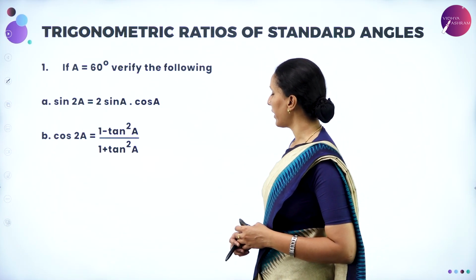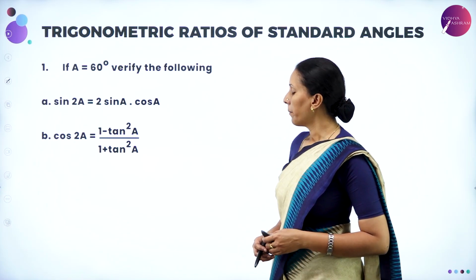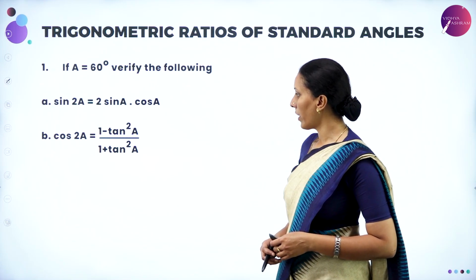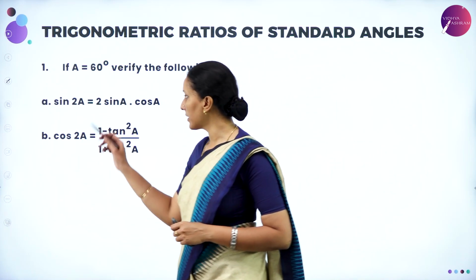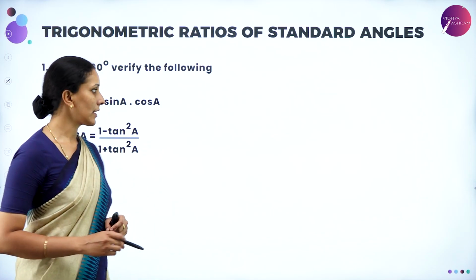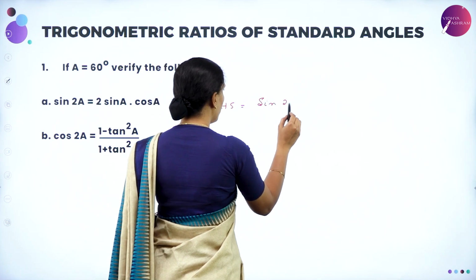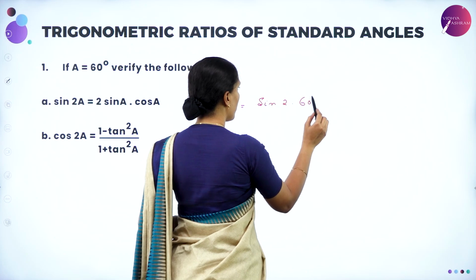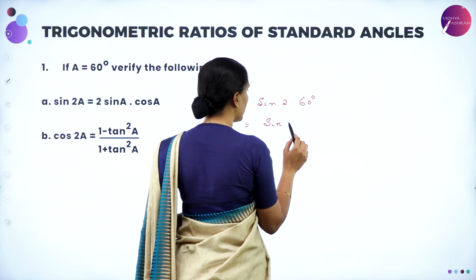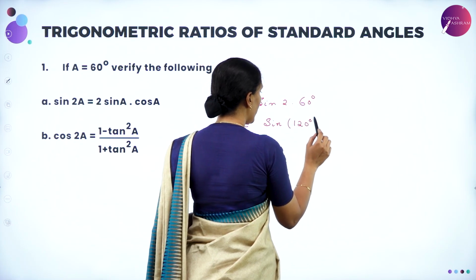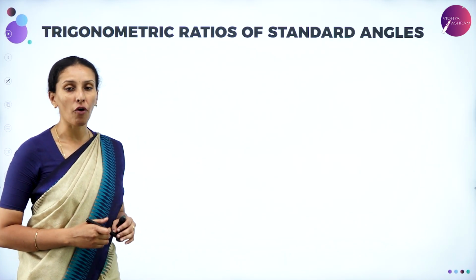If A is equal to 60 degrees, verify the following. A, sin 2A is equal to 2 sin A cos A. B, cos 2A is equal to 1 minus tan square A divided by 1 plus tan square A. So let me take the first problem. We need to show that sin 2A is equal to 2 sin A cos A. So let us consider the left hand side. So sin 2 into A, where A is 60 degrees, so here 2 times 60 degrees is nothing but 120 degrees.